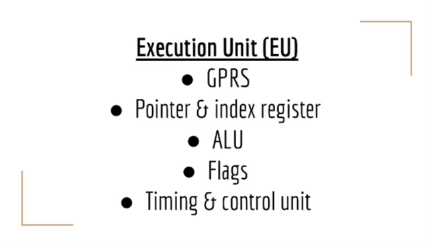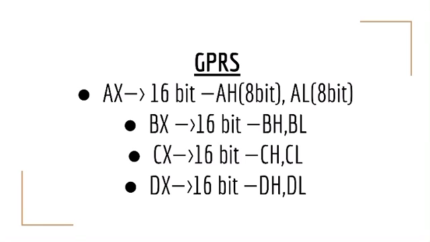This execution unit consists of some functional parts, which are the general purpose registers, the GPRs, the pointer and index registers, ALU, flag register, and timing and control unit. Let's see about the GPRs first.